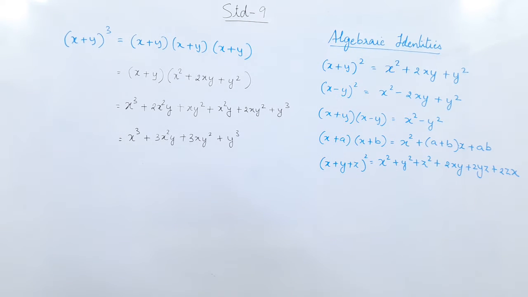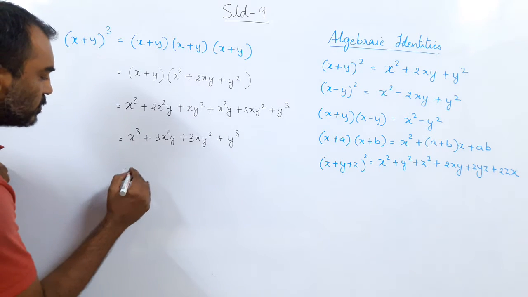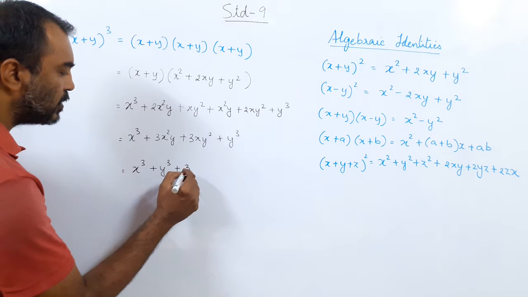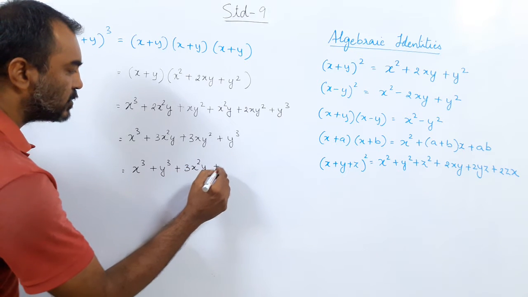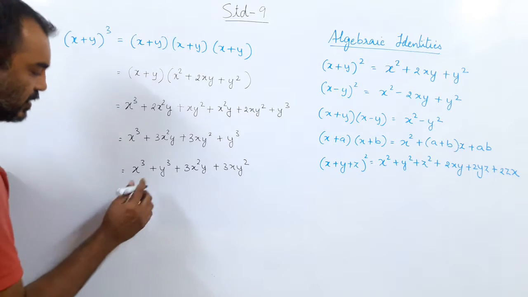Now what did you see here? You will see something very specific here, very neatly arranged. The book has written this as x cube plus y cube plus 3x square y plus 3xy square. So this is one way of writing it, only rearranged.